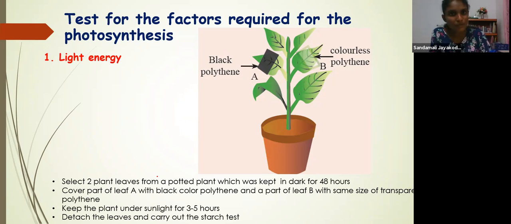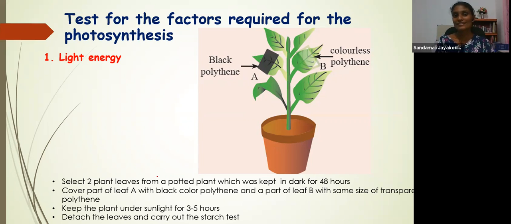So now we are going to discuss some tests for the factors required for photosynthesis. Minindo, can you remember what the 4 factors required for photosynthesis are? We discussed it at the beginning. Chlorophyll, light energy, water, carbon dioxide. Yeah, good. Those are the main 4 factors required for photosynthesis.